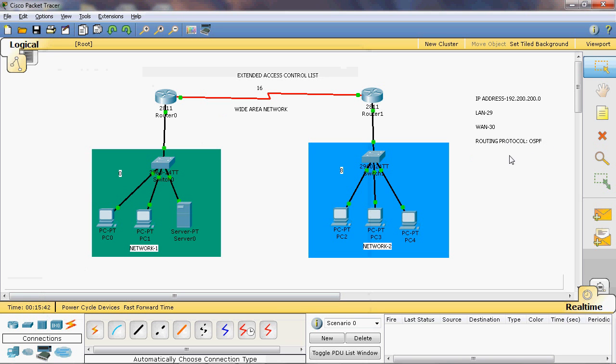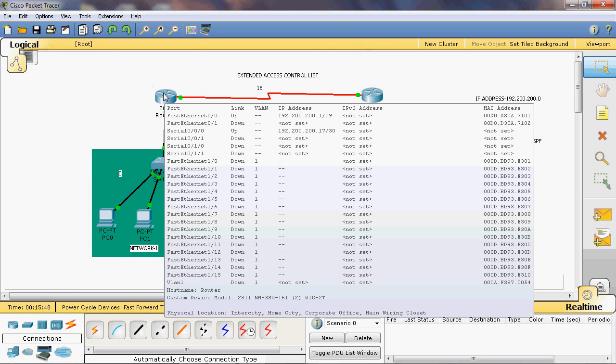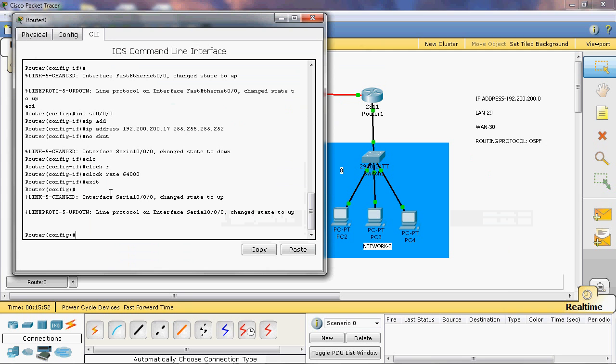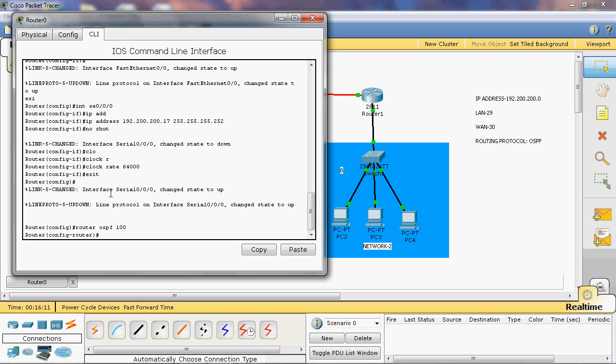Now we can use the routing protocol to configure router 0 and router 1. So first of all we can go to the router 0 global mode. Okay, now we can apply the OSPF routing protocol: router ospf. Here we can give the process ID. The process ID is locally significant, so each router's process ID can be different. So here I will give process ID 100.